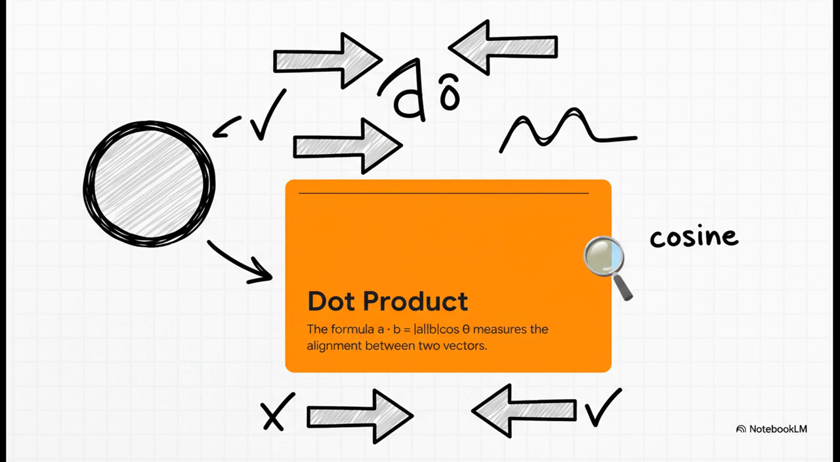And the secret sauce here is that cosine theta. The cosine of the angle between the vectors basically acts like a percentage of alignment. If they're pointing the same way, cosine is 1, 100%. If they're totally unaligned, it's 0. It literally just measures how much they agree.